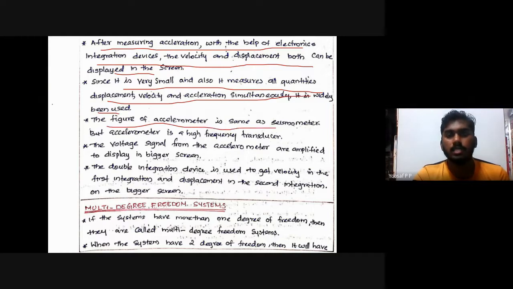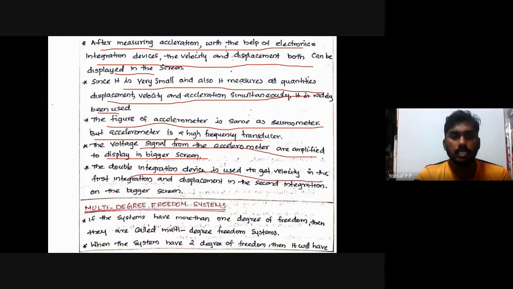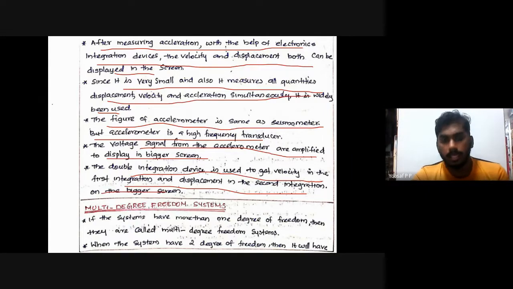The accelerometer figure is the same as the seismometer, but the accelerometer is a high frequency transducer. The voltage signal from the accelerometer is amplified and displayed on a bigger scale. A double integration device is used to get velocity in the first integration and displacement in the second integration on the bigger screen.